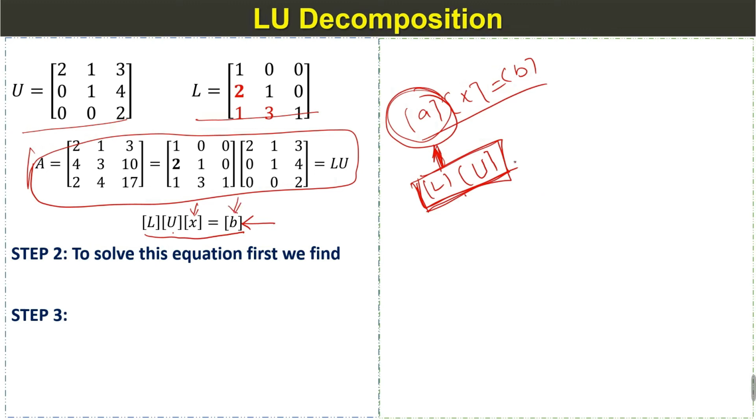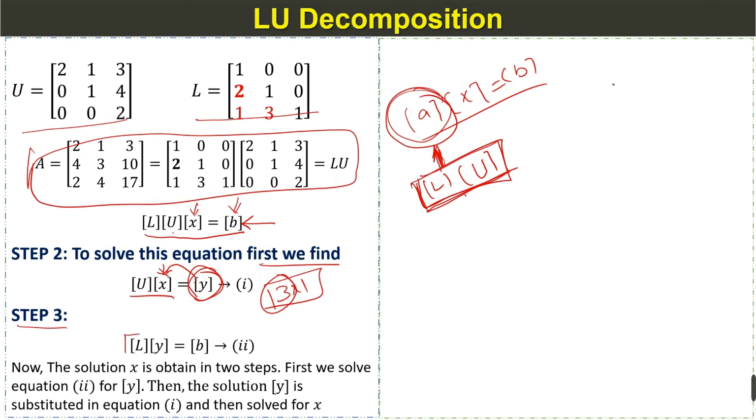To solve this equation, first we find the product of the upper triangular matrix with the matrix X. This is equal to an arbitrary matrix Y of order 3 cross 1, because we have a system of three linear equations. The arbitrary matrix will be of the same order as matrix X or the matrix B. Next, the product of the lower triangular matrix with the arbitrary matrix Y is equal to B. So this one is the second equation.